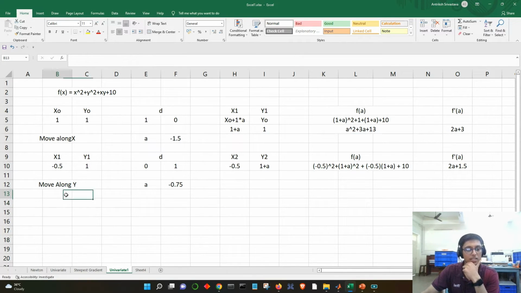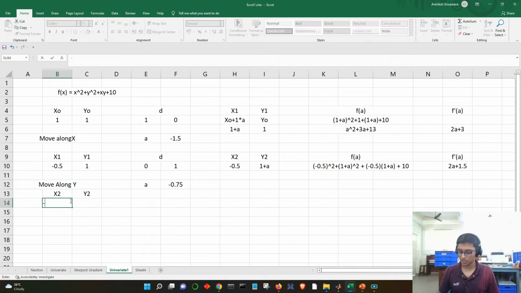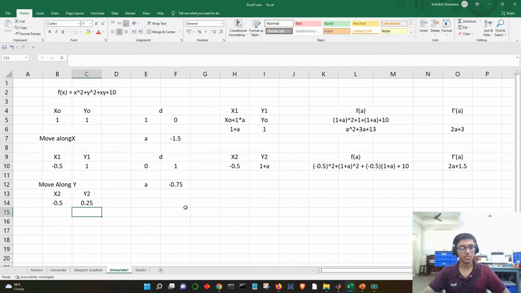So we'll go ahead with this value, and we have x2 and y2 again. x will not change because we moved along y, so it will be minus 0.5. And y will be 1 minus 0.75, so it will be 0.25. This is our x2 and y2.